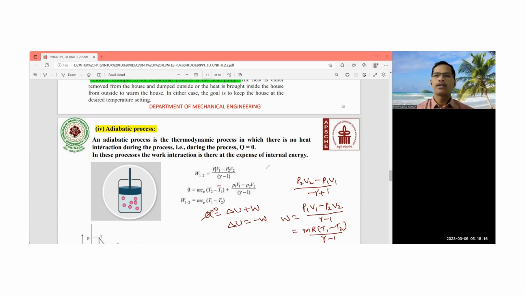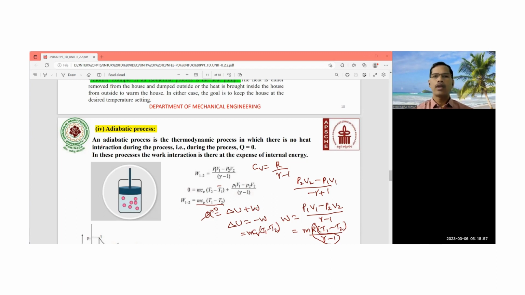Right? What is this CV? CV is nothing but equal to R by gamma minus 1. So you will get that is nothing but equal to m CV (T1 minus T2). Actually, it is T2 minus T1, the minus sign is there. So when you remove the minus sign, you will get T1 minus T2. So this is nothing but an isothermal relation. Sorry, this is nothing but the adiabatic process.